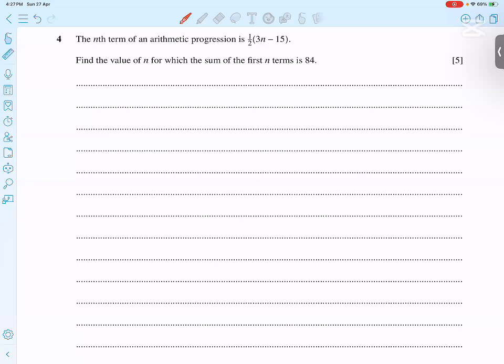Question number 4, nth term of an arithmetic progression is this. So it means Tn is equal to half times 3n minus 15. He's asking to find the n for which the sum of the first n terms is this one. Short story, Sn is given as 84. In this kind of question, we need a and we need the common difference. Otherwise, we can't solve the question. The question comes from where we get these values.